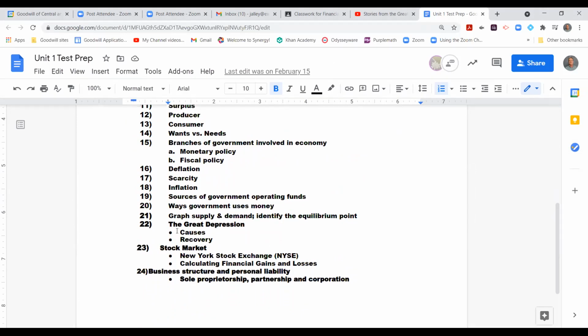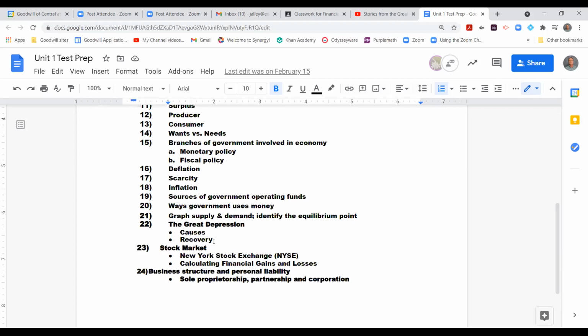The first cause was the stock market crashed. That was in 1929. And then in that video, just a few years later, every bank in the country closed. So nobody had access to any money. Nobody had any money. People were out of work, struggling. Recovery. The New Deal programs were a huge part of recovery.